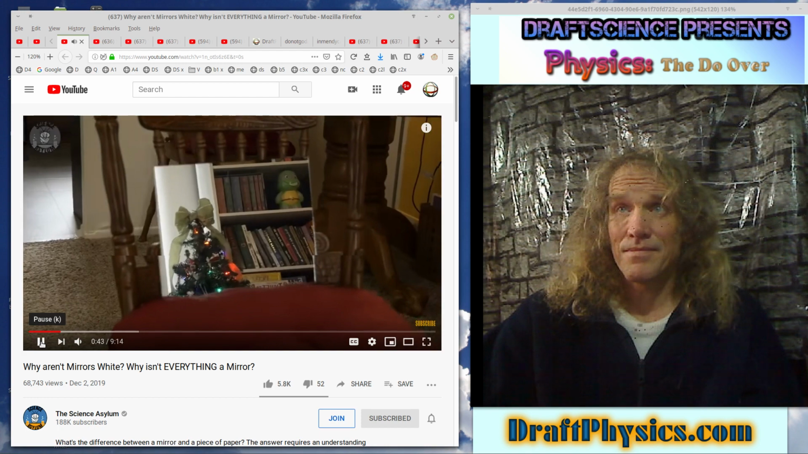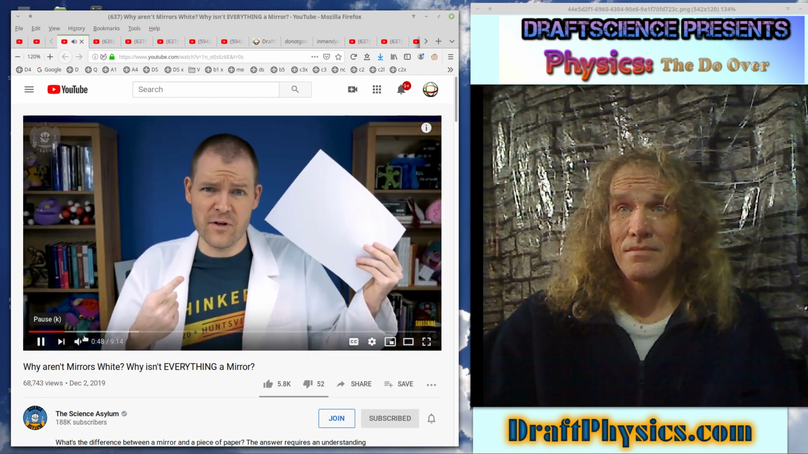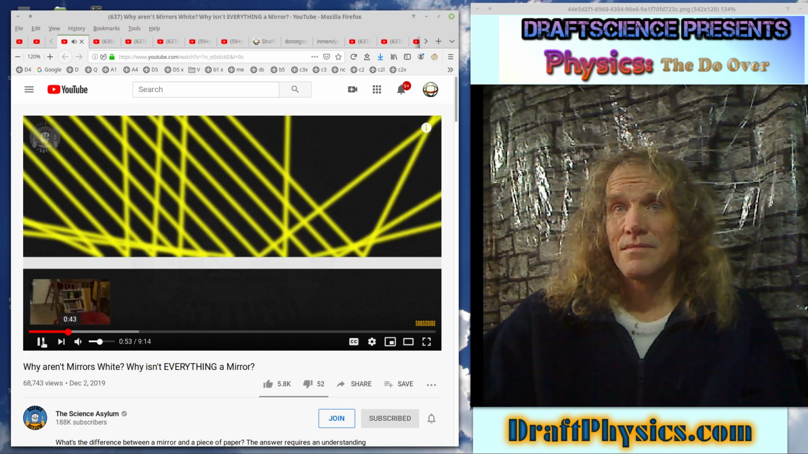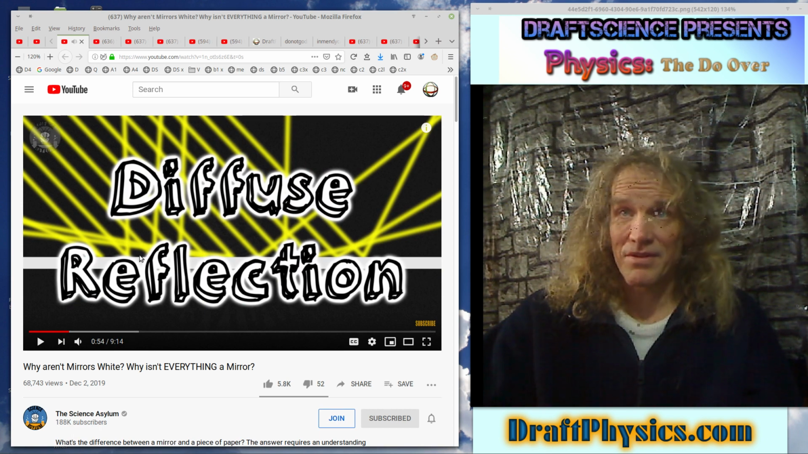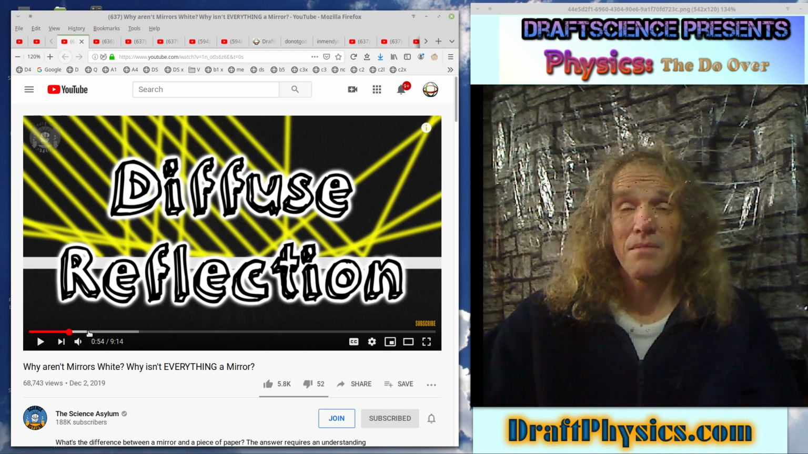Right. Gives you the illusion you're looking through a window into some mirror universe. Paper is a little different. With paper, the light scatters instead. It spreads out, so we call it diffuse light. Yeah, I don't know why he doesn't just point out that the paper is an insanely irregular surface. But whatever, it doesn't matter.